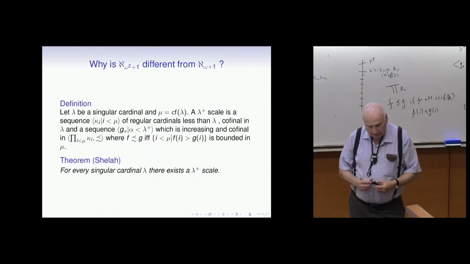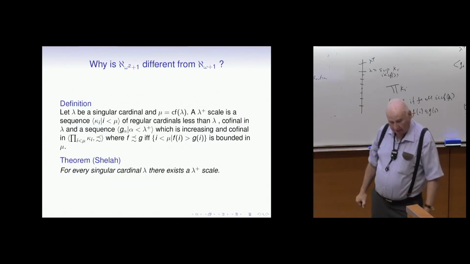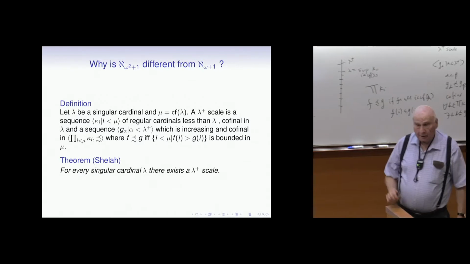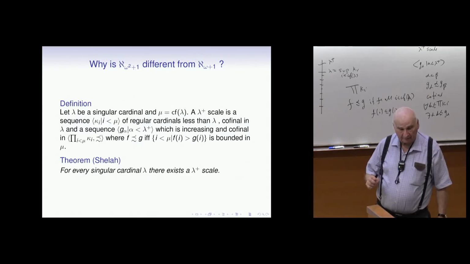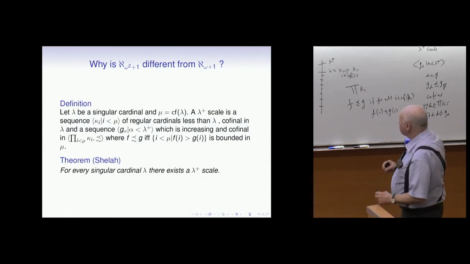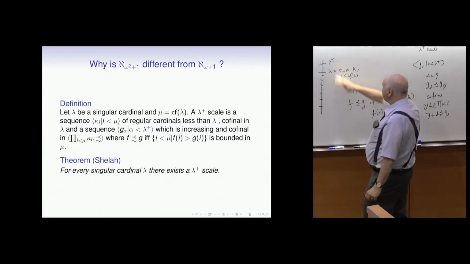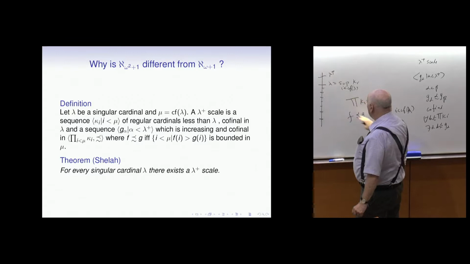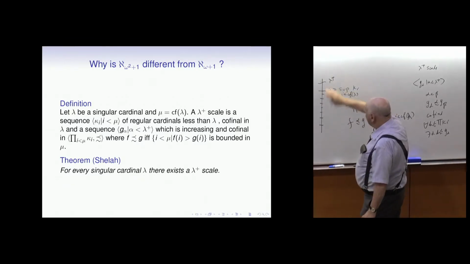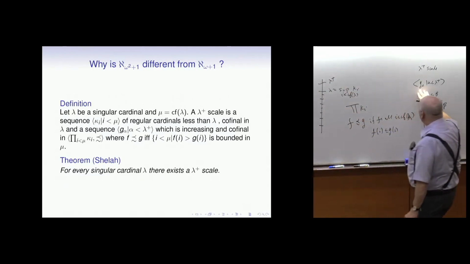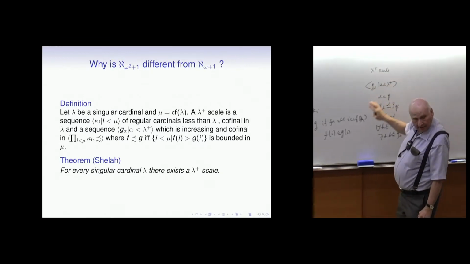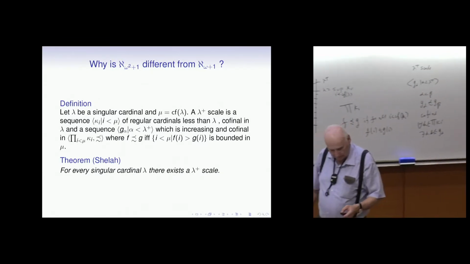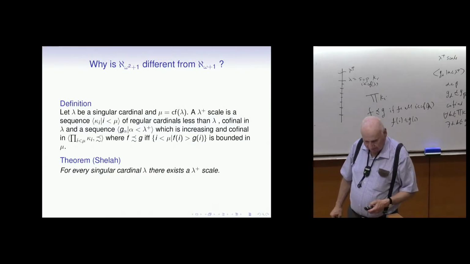Now, a theorem of Shelah tells us, I think it's a remarkable theorem, that for every singular cardinal lambda, there exists a lambda plus scale. Note that it doesn't depend on any cardinal arithmetic. Doesn't matter what the size of this product of the kappa i's is. You can always find a sequence of kappa i's such that their product, in that sense, has a cofinal sequence of length lambda plus. That's something which is always true. So that's a lambda plus scale.